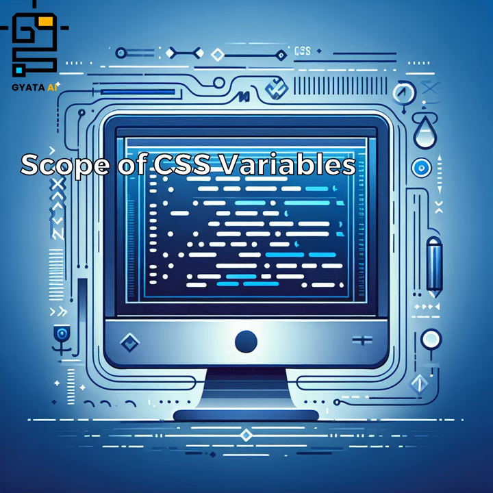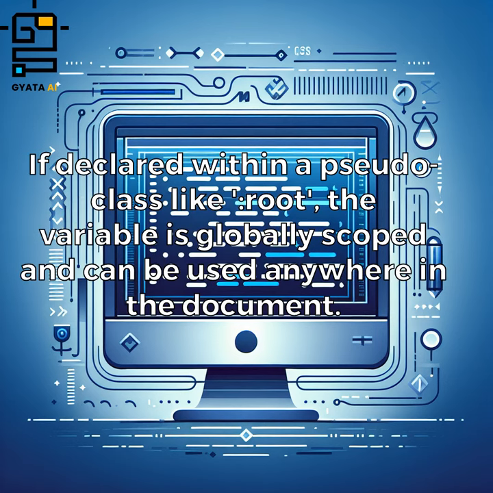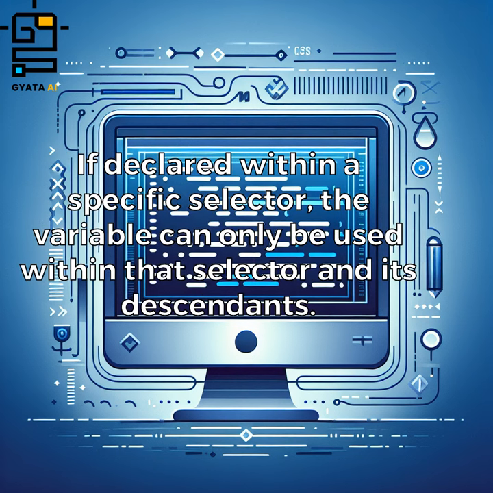Scope of CSS variables. The scope of CSS variables is determined by the selector where they are declared. If declared within a pseudo-class like root, the variable is globally scoped and can be used anywhere in the document. If declared within a specific selector, the variable can only be used within that selector and its descendants.